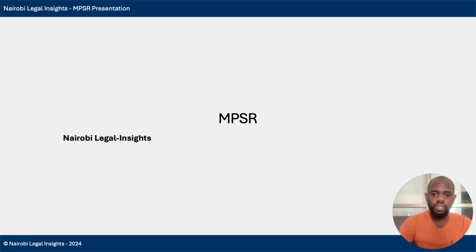In this video, I'm going to be simplifying the movable property security right in Kenya. For example, we know that not every single person has fixed assets such as property in form of land that can be used to secure loans in the bank. But to take care of SMEs and individuals who want access to financing, we have the MPSR, which allows a person to use a movable asset such as a motorbike, a car, it could be furniture, or even farm produce to be able to secure a loan.